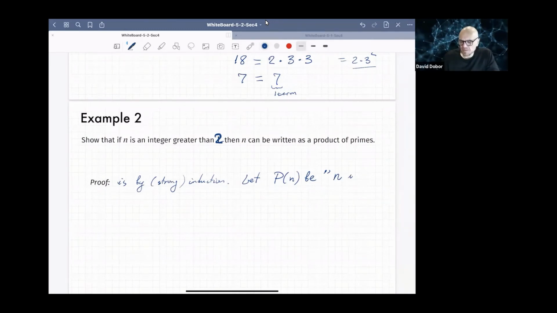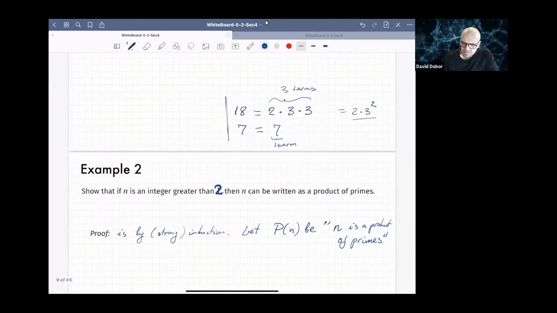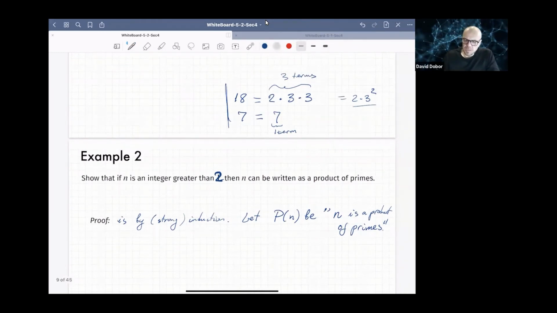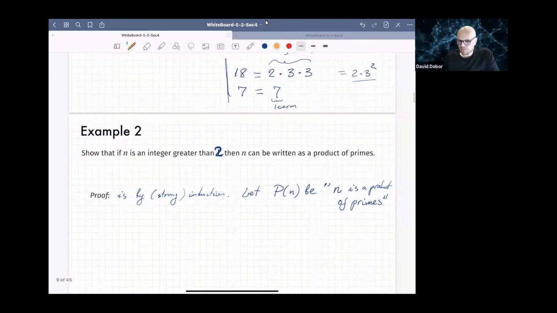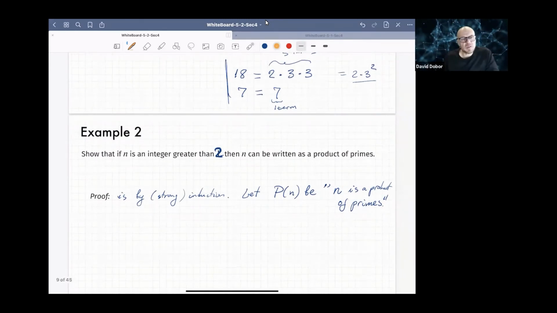N is a product of primes, in the sense that we just talked about here. 18 is a product of 3 primes here. Okay, now if you'd like to be super duper clean in writing up the proof, which I'll do on the side, but you wouldn't have to, just so that people see.